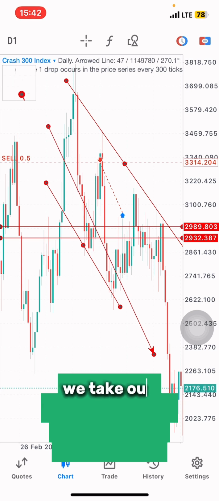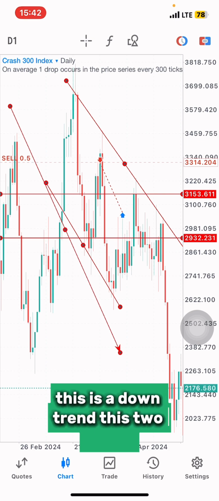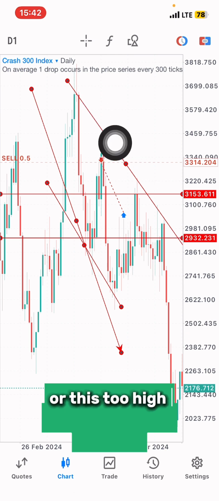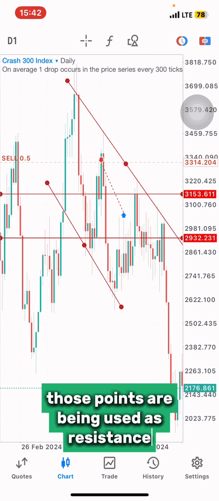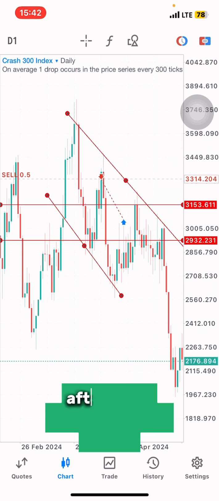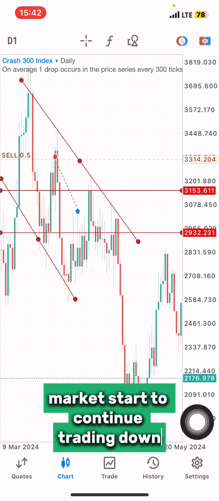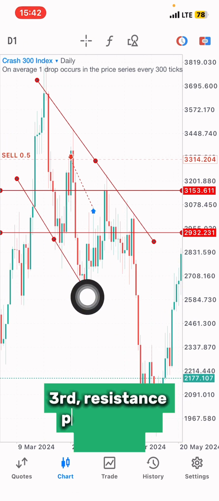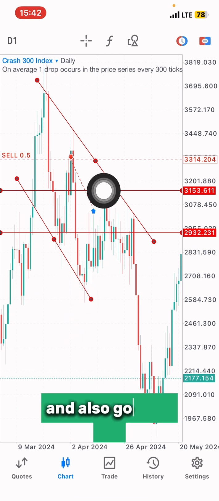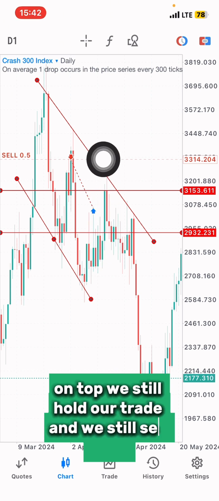You see, we take our trade downward. This is a downtrend. These 2 high points are telling you that they are being used as resistance. After what happened here, before the market continued trading down, it came and touched this third resistance point on the channel, went back down and maintained this third resistance level on top. We still hold our trade and we still sell again.